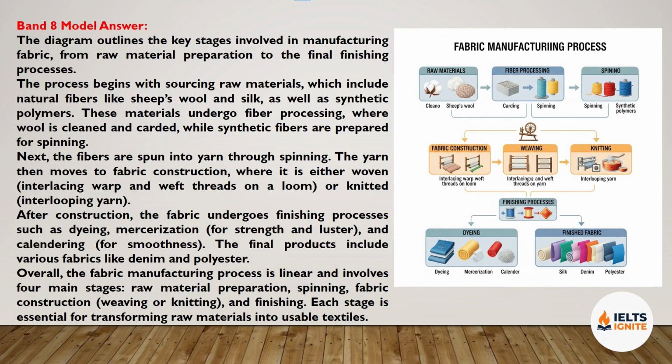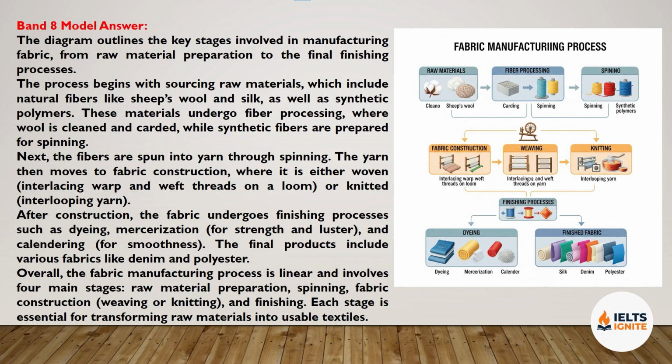Overall, the fabric manufacturing process is linear and involves 4 main stages: raw material preparation, spinning, fabric construction, weaving or knitting, and finishing. Each stage is essential for transforming raw materials into usable textiles. This process begins with raw material preparation.